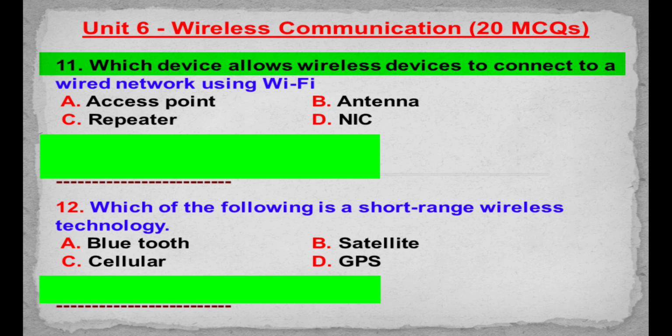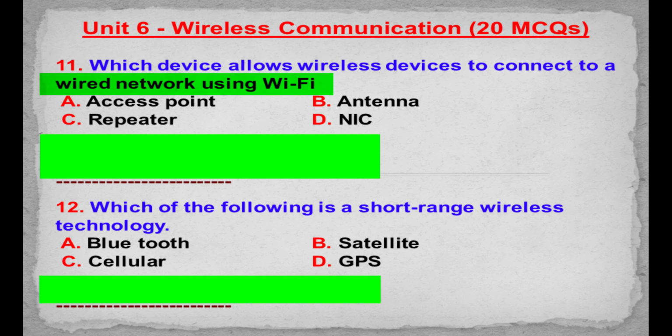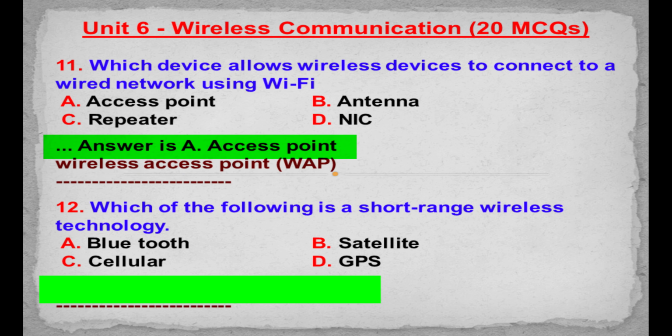MCQs number 11. Which device allows wireless devices to connect to a wired network using Wi-Fi? Option A, access point. Option B, antenna. Option C, repeater. Option D, NIC. Correct answer is option A, access point.